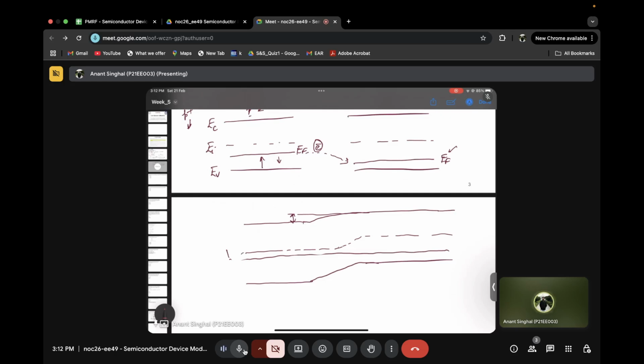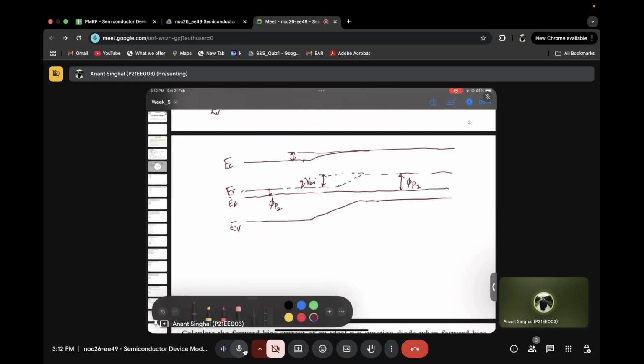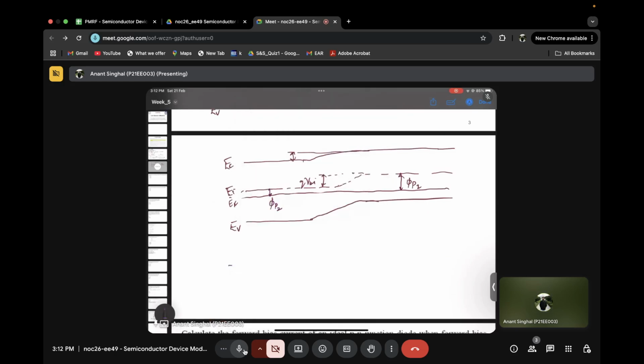So if I calculate, this is the EI, this is the EC, this is the EV, this is the EF. So this is, let's say, phi P2, and this is nothing but phi P1, and this is your VBI, the actual difference. So let's say this is qVBI. So in this, if you see it clearly, your VBI is coming out to be phi P1 minus phi P2. This was the main discussion that we had, that it is a minus, not a plus, because in the case of PN junction, it was a plus.